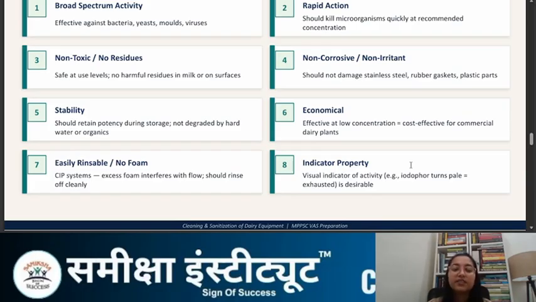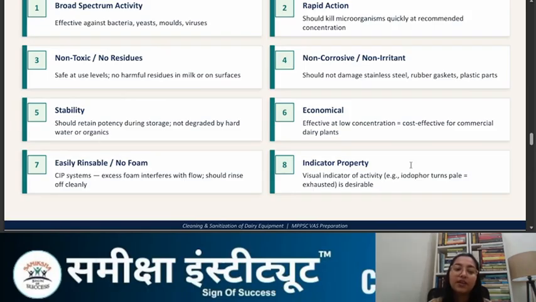Then fifth point, they should be stable. They should have potency during storage. They should not get degraded by hard water or organics, like we studied in case of chlorine. Then sixth, they should be economical. They should be cost effective for commercial dairy plants, and especially at the lower concentration also they should be effective and economical. Then seventh, they should be easily removable, easily rinsable.